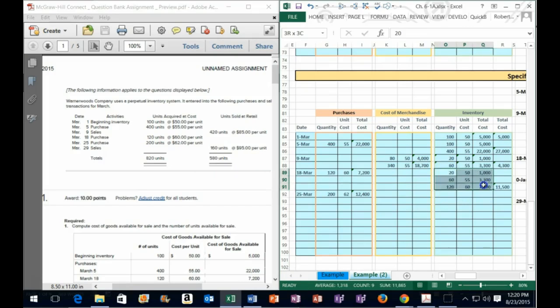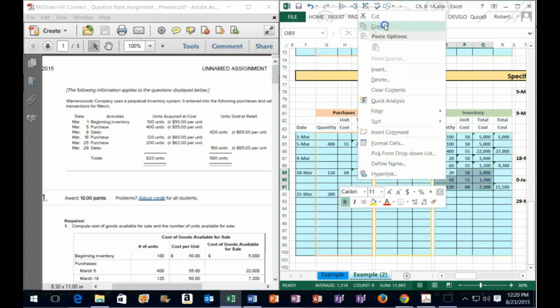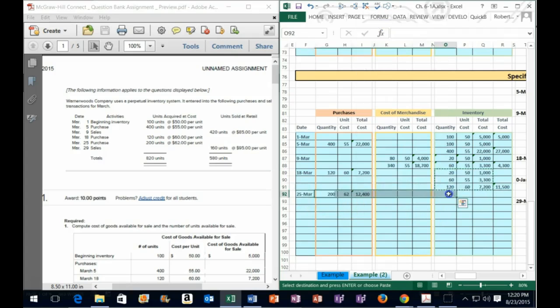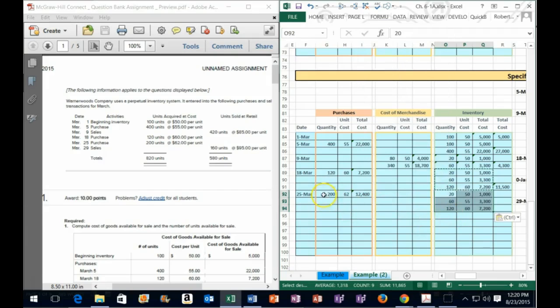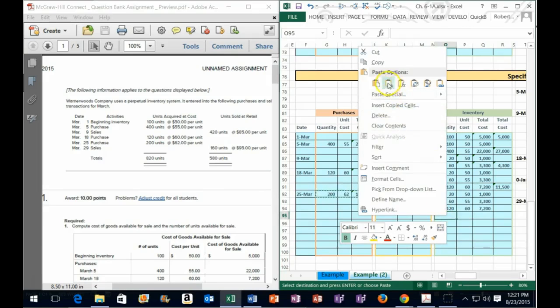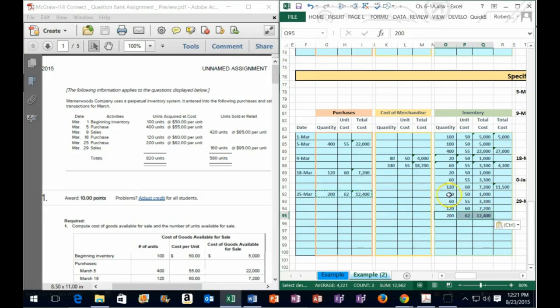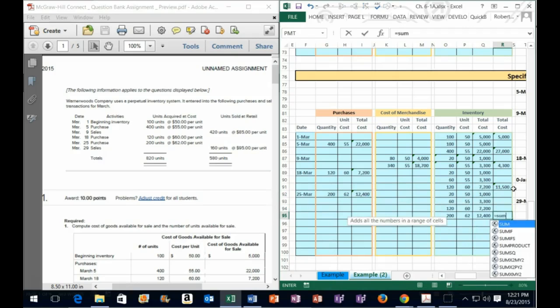So this is what we had before the purchase. I'm going to right click, copy, put that in there as of this date line right there. Right click, paste it, 1, 2, 3. Then we added another 200 units at 62. Going to highlight that, right click, copy, put that right here, right click, paste 1, 2, 3. Now we have 20 units at 55, 60 units at 55, 120 units at 60, 200 at 62. I'm going to add these numbers up, equals the sum of the 1,000 plus the 3,300 plus the 7,200 plus the 12,400 gives us the 23.9.